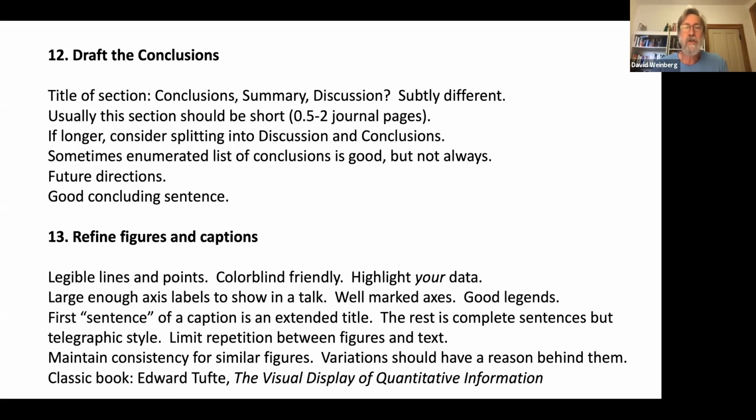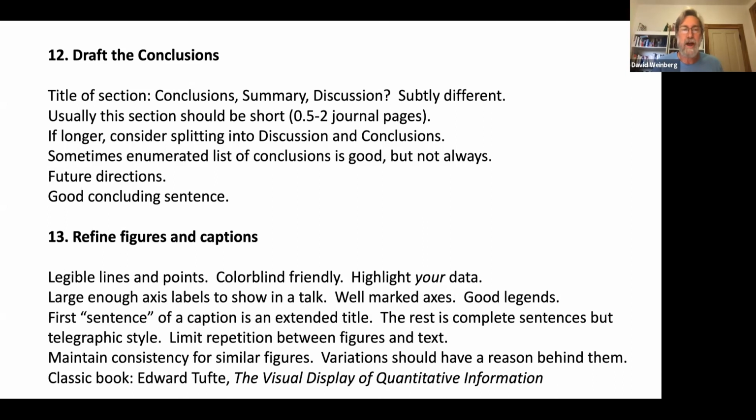Usually your conclusion section should be short. If you find you're writing a conclusion section that's going to be 2 or 3 pages in the journal, then that may be the sign that you should really have a discussion section and a conclusion section. On the other hand, if you've got a half-page discussion and a half-page conclusions, maybe those should be merged into one. Sometimes it's useful to have an enumerated list in the conclusion section: we did 1, 2, 3, 4, 5. But not always. That's a strategy to consider, but it depends whether it's the best way of conveying your results.